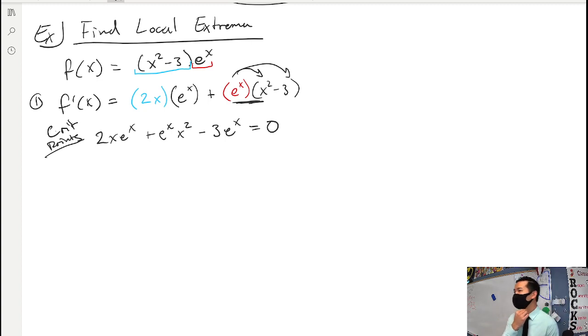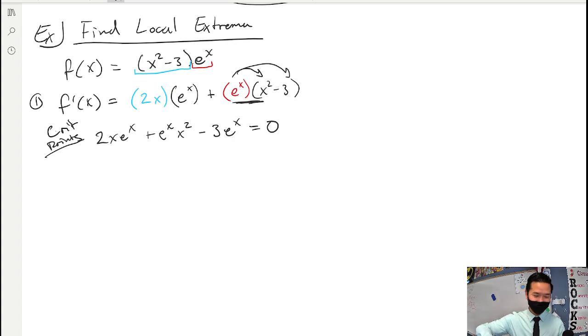Then just add them together. I can't add them together because there's an x in the first term and there's an x squared in the second term. If you're going to add stuff together, they all have to have everything the same. Can you do the distributive property or something like that? Factor out. So they do all have an e to the x that you can factor out. Can you factor it out for me?